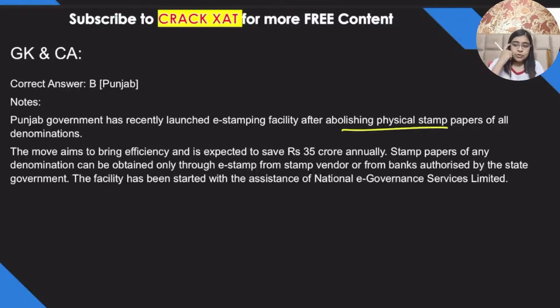I'll come to you, Sumit. Wait a second, I have an answer for you and for someone else also who wrote this. The move aims to bring efficiency and is expected to save around 34 crores annually. And stamp papers of any denomination can be obtained only through an e-stamp from the stamp vendor or from the banks authorized by the state government.